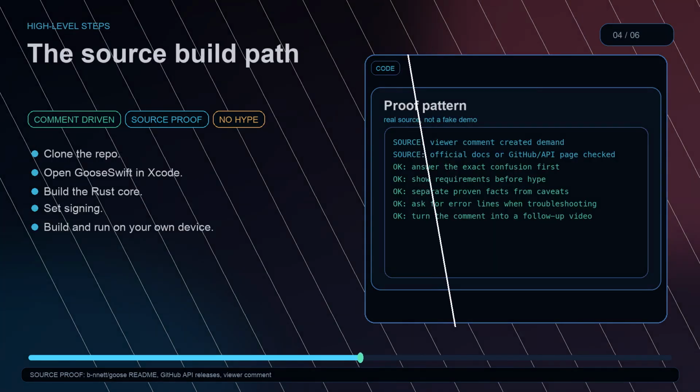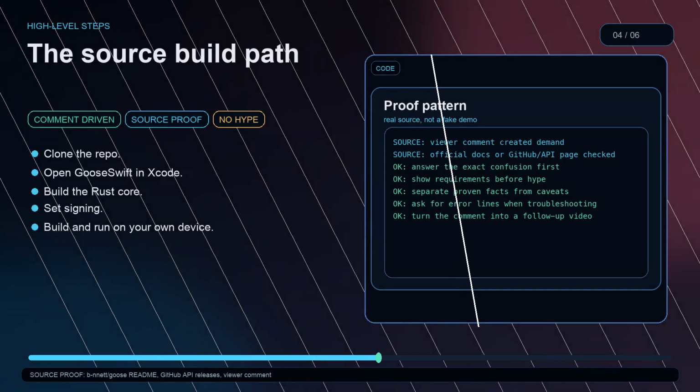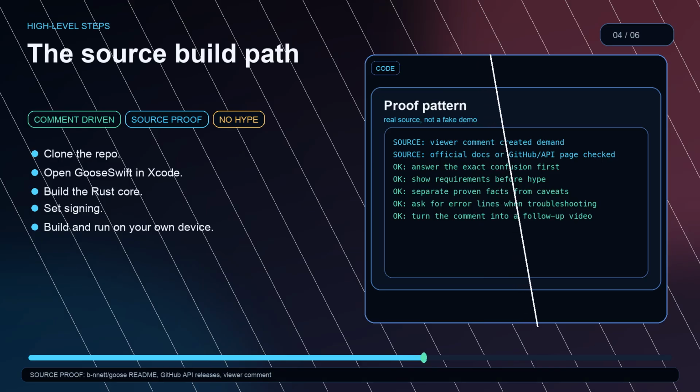The high-level path is clone the repo, open the Goose Swift project in Xcode, build the Rust core, set the signing team, connect your iPhone, and build and run to your own device. If that sentence already feels confusing, that is the answer. Wait for a public beta or a real release. For developers, the source is there to inspect and experiment with. For normal users, it is not a clean install path yet.